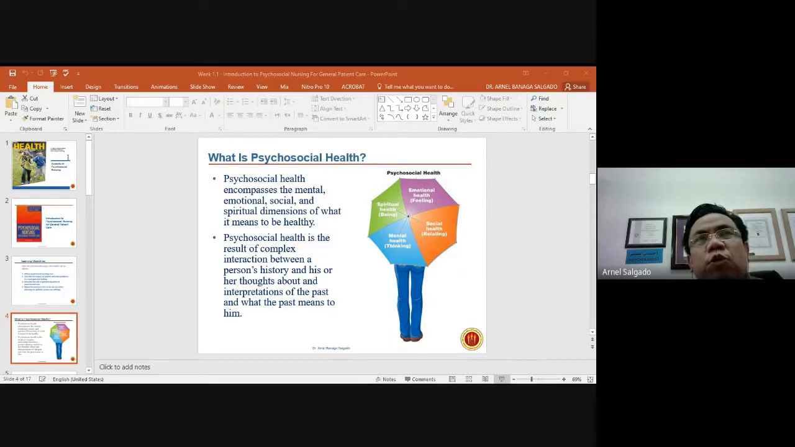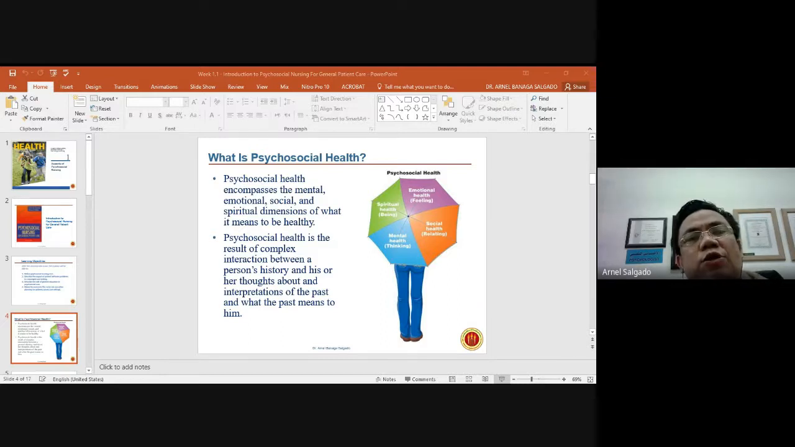By the way, what we're talking about today would be applicable to you also. After all, we are human beings. After all, we are one and the same with our patients. Our patients are human beings. We are human beings. They have psychosocial health. We also have psychosocial health. And we need to take care of that.